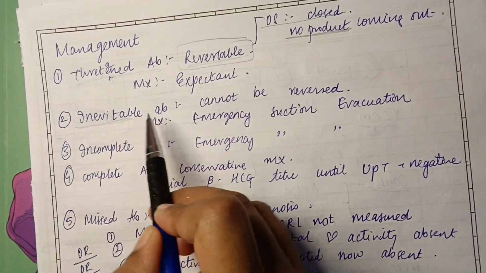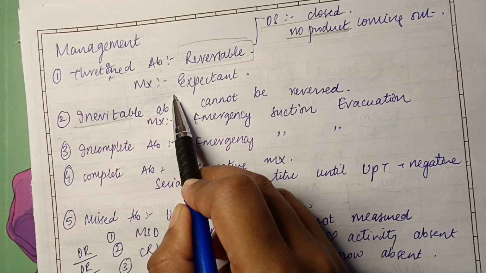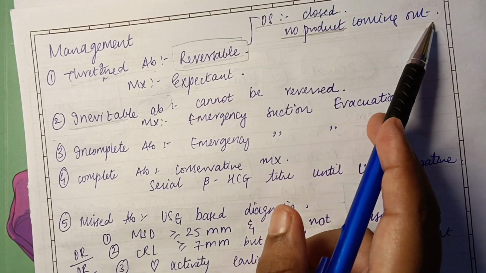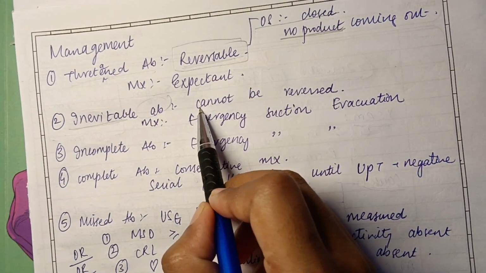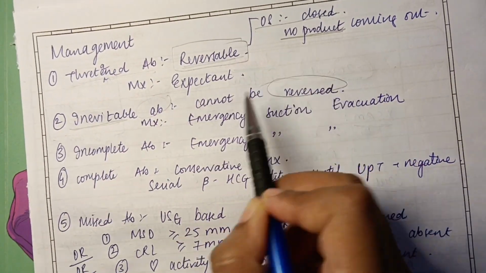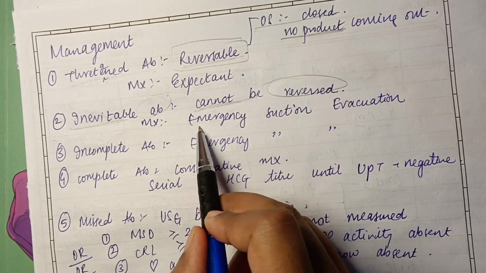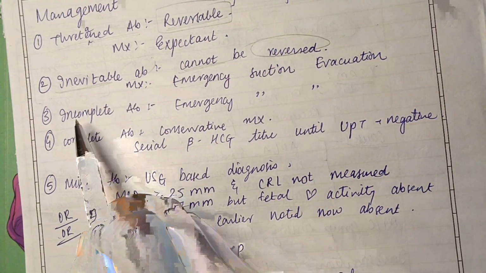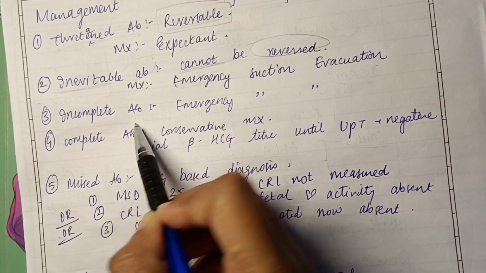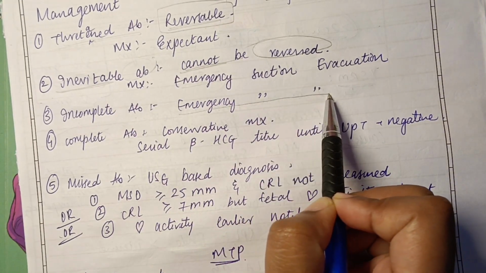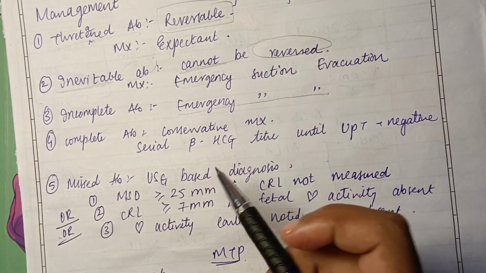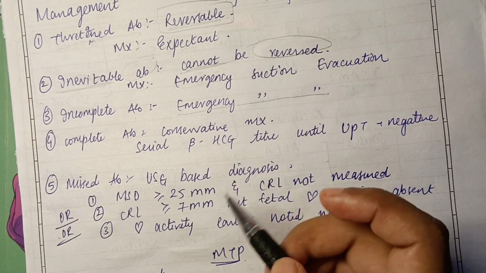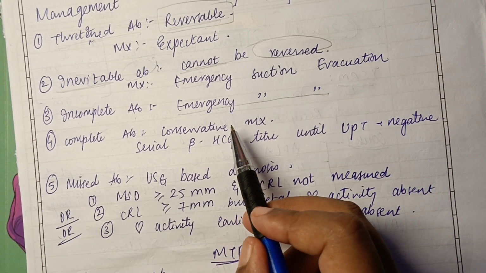Now inevitable. In inevitable abortion, as we know, the internal os was open, but no product of conception was coming out. So it is not a reversible case. It cannot be reversed. Management is emergency suction evacuation. In case of incomplete abortion, we will also do emergency suction evacuation. In incomplete abortion, more product is about to come out, and in that case the internal os was open and the product of conception was coming out.